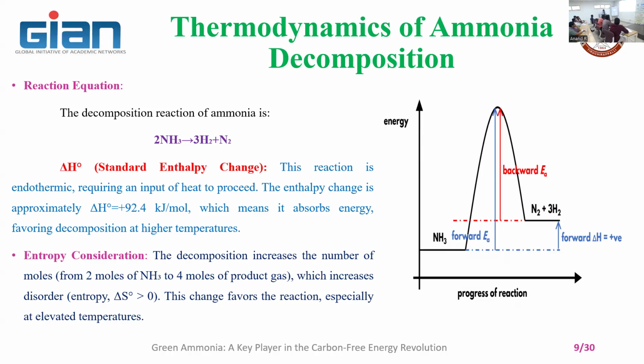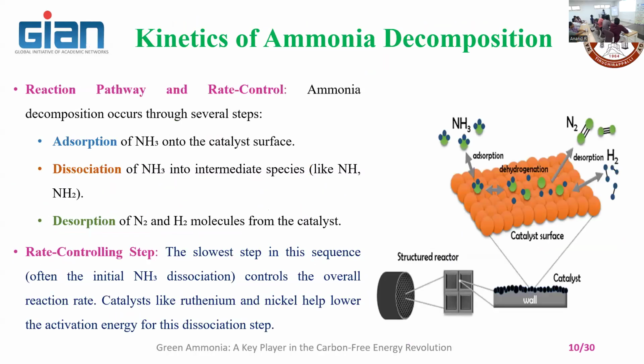which increases the disorder. So entropy is going to increase. This change favors the reaction, especially at elevated temperature. Because we are using high temperature, naturally the entropy change is going to be higher. So it is a reversible process. The reaction pathway and rate control pertains to the ammonia decomposition.